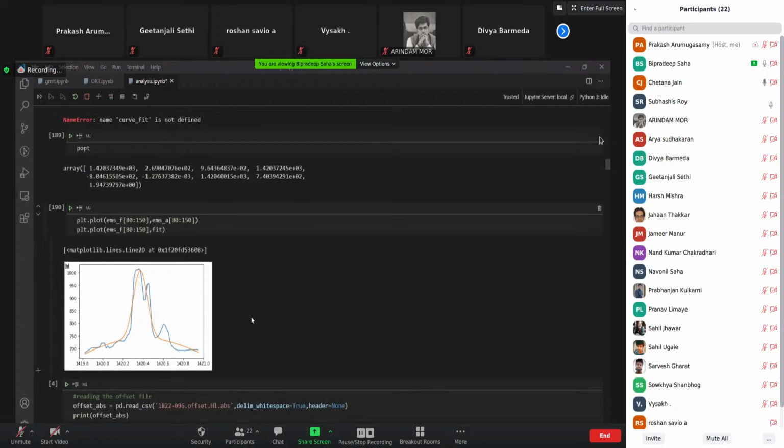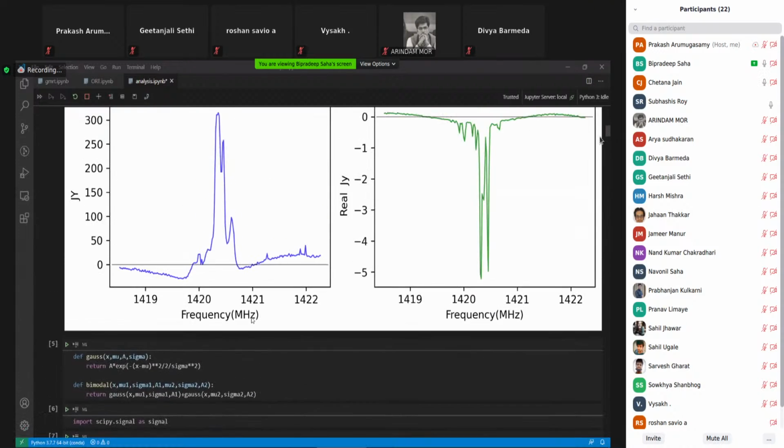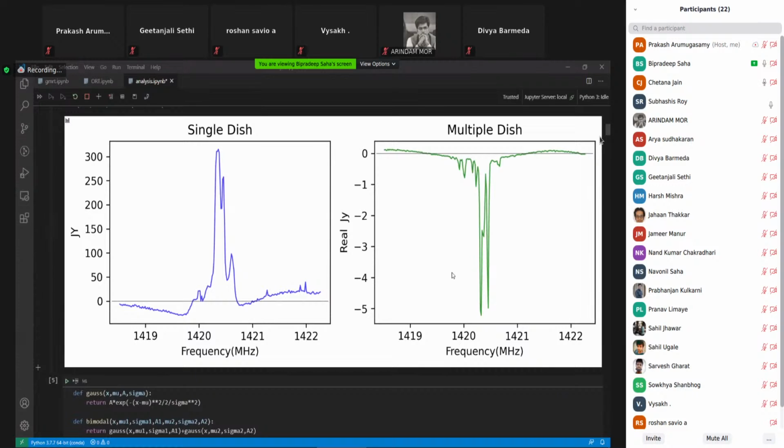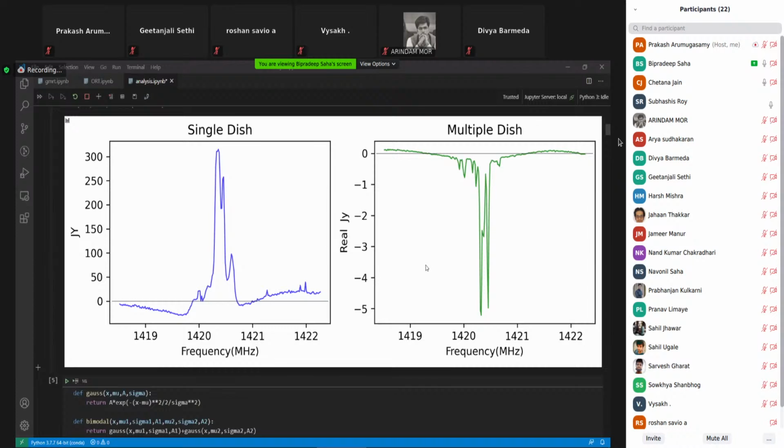And in the emission spectrum, we got the width was more as compared to the absorption spectrum. And as you mentioned in your previous session, that is expected also. For the absorption, we got the width as 0.013 megahertz, and for the emission, we got 0.5 megahertz. But somewhere you said it will be 1 megahertz.